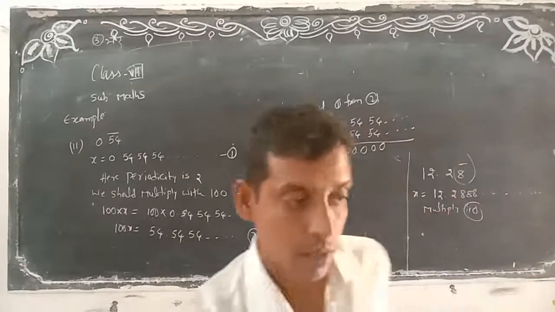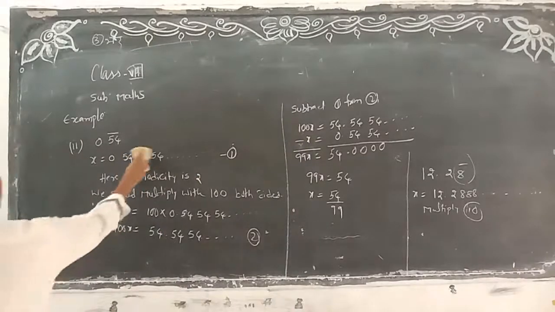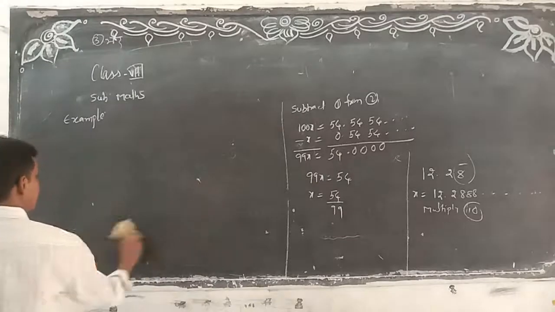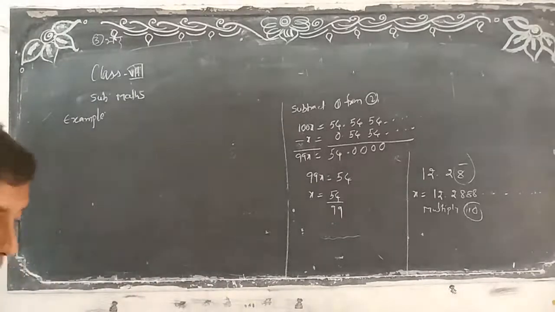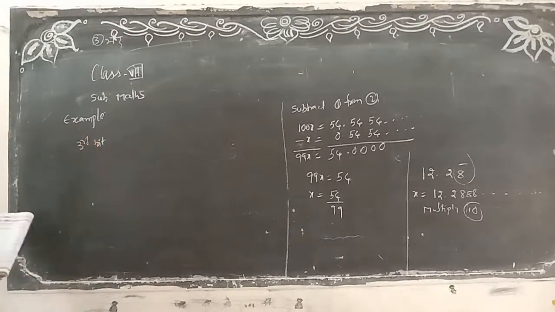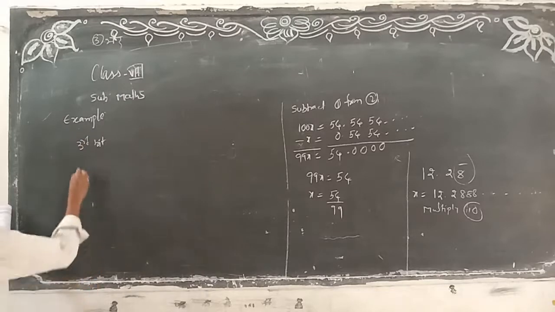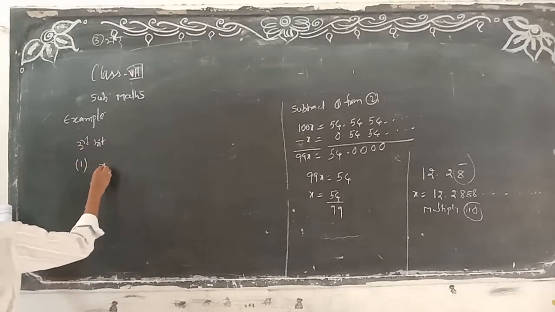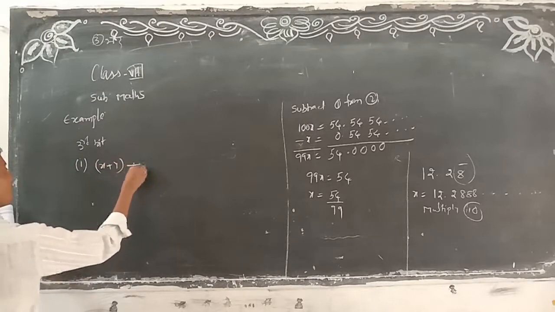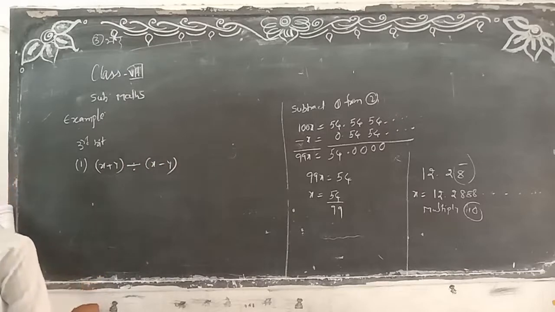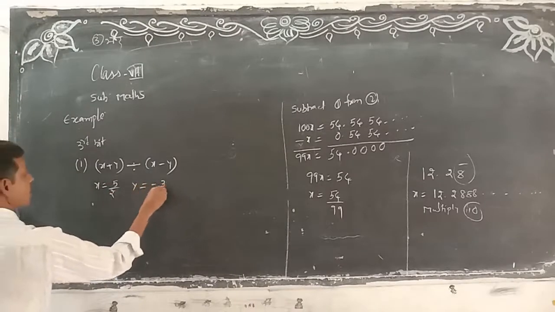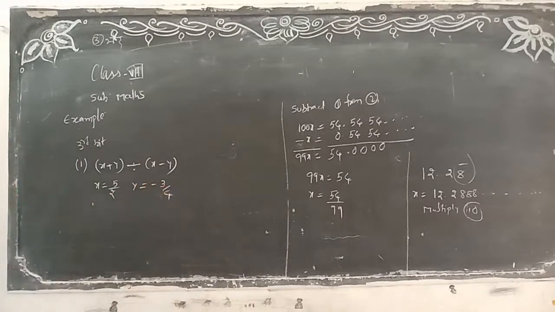So next, third bit. Okay, coming to the third bit. We have two problems. I'll explain only one. x plus y divided by x minus y. x is equal to 5 by 2 and y is equal to minus 3 by 4. Listen carefully. The second one is homework.